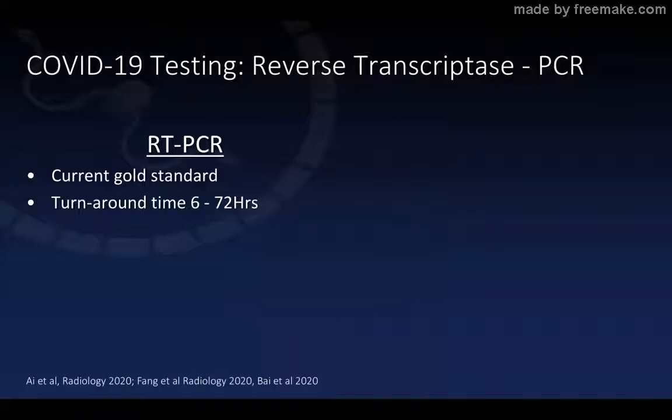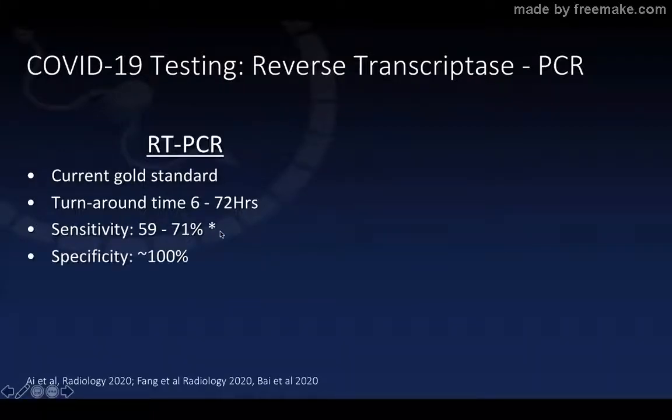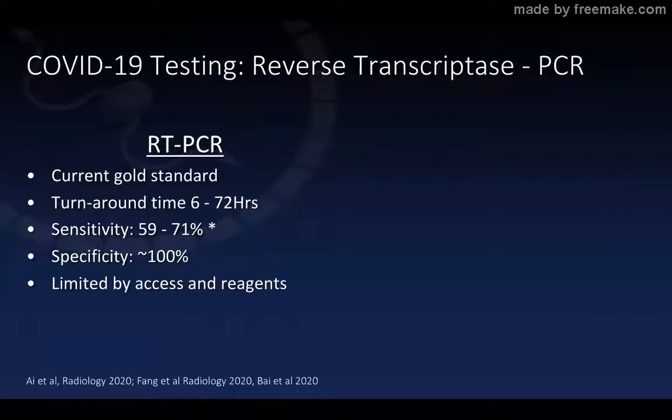Okay. And comparison of CT findings with RT-PCR, which is the current gold standard. So turnaround time here, we've experienced even up to 72 hours for PCR. Sensitivity is reported to be 59 to 71%. Other sites have claimed higher sensitivity. This is what's been published so far, at least in our radiology literature. Specificity is assumed to be 100%. If you're positive for COVID-19, there's a very low chance of false positive.